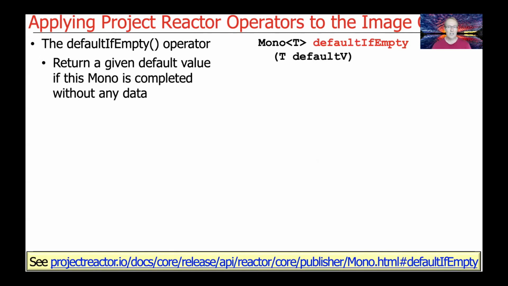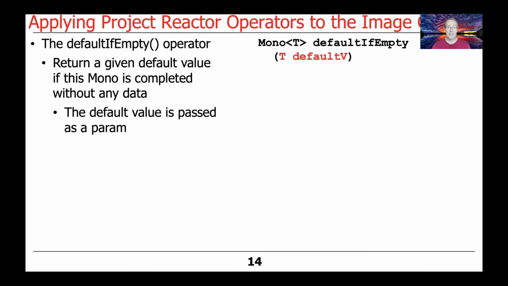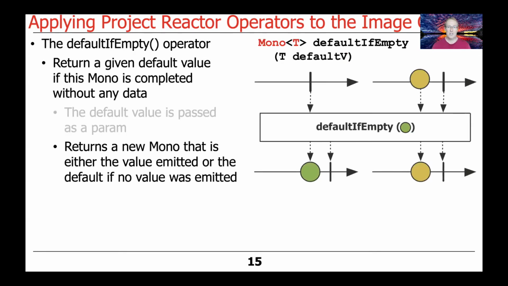So let's start by taking a look at one of the mono operators we haven't talked about before, and that's called default if empty. What it does is it returns a default value if the mono is completed without emitting any data. If the mono does not emit any data, then the default value that's passed as a parameter is in fact returned as the result of that operator. So it returns a new mono that either will emit the value that was emitted by the mono if there was something to emit, or it'll emit the default if no other value was emitted.